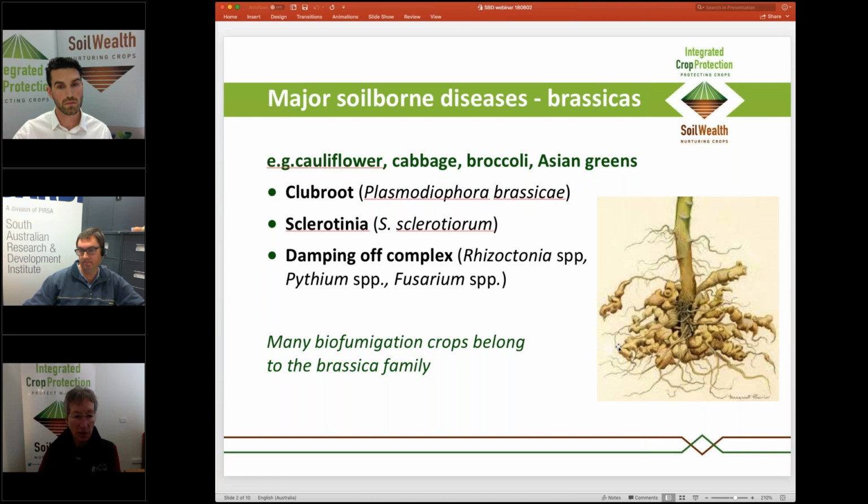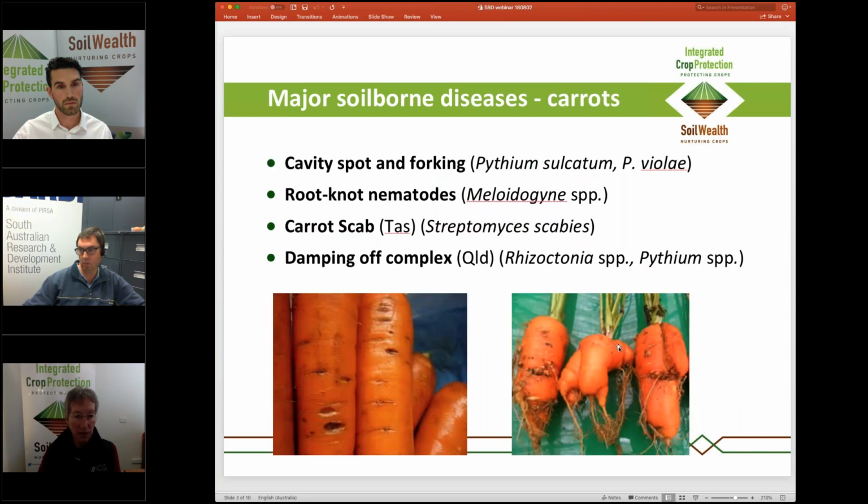The major soilborne disease in carrots, as you can see in the images, is cavity spot. It's still a hot favorite, and also nematodes. The nematodes will... and Pythium can cause forking. The main Pythium we have in Australia is Pythium sulcatum. It does like it hot. I will, in the second part, talk a little bit about management and managing risks. So we just here have a bit of a rundown of what's actually out there.